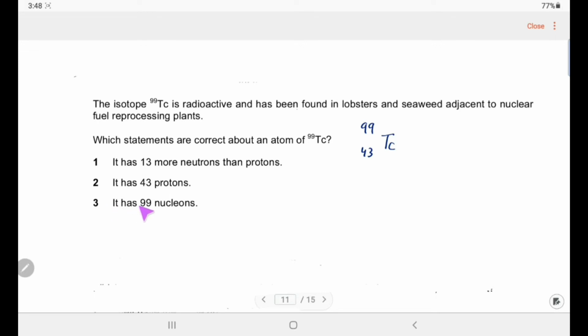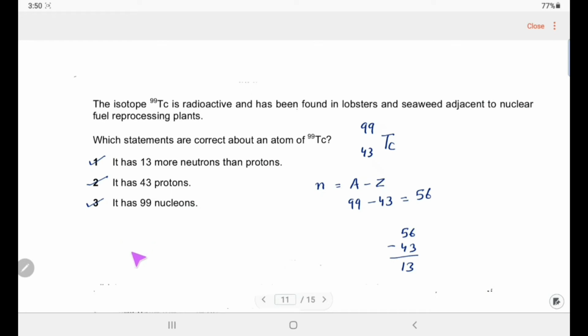Now the statement that it has 99 nucleons, so yes, it is correct. The second, it has 43 protons, so its atomic number is 43, okay, this statement is correct. It has 13 more neutrons than protons. So let's see. In order to find neutrons, small n for neutrons equals A minus Z. A is the mass number that is 99, and Z is the atomic number that is 43, equals 56. Now, the number of protons is 43, the number of neutrons is 56, and if we find their difference, 56 minus 43, we will get 13. It has 13 more neutrons than protons, so yes, all these three statements are correct.